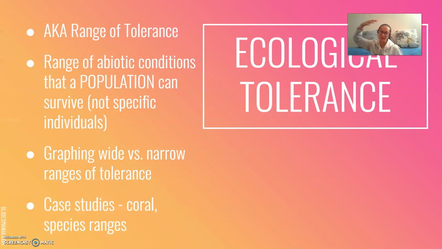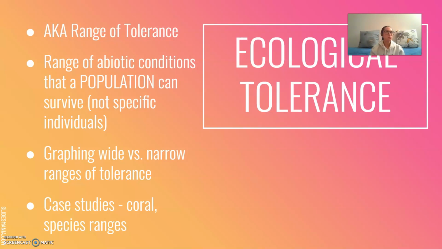All right. Ecological tolerance. We talked about this in class, so I'm not going to talk about it too much here, but this is AKA the range of tolerance, and it's basically the environmental conditions, most of the abiotic conditions that a population can survive with. And we were really specific to talk about how this is a population as a whole and not as individuals.